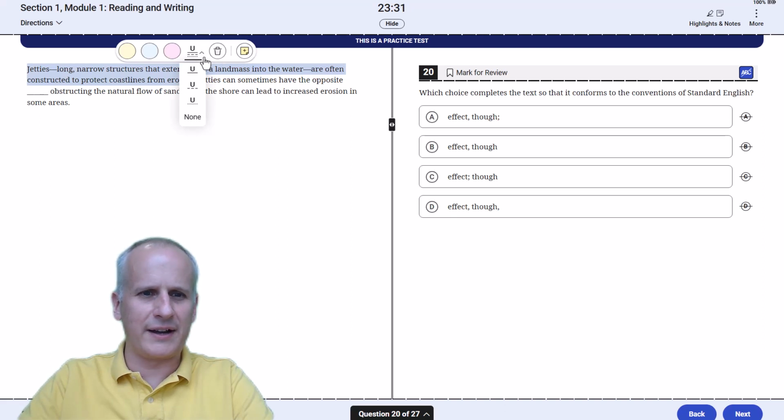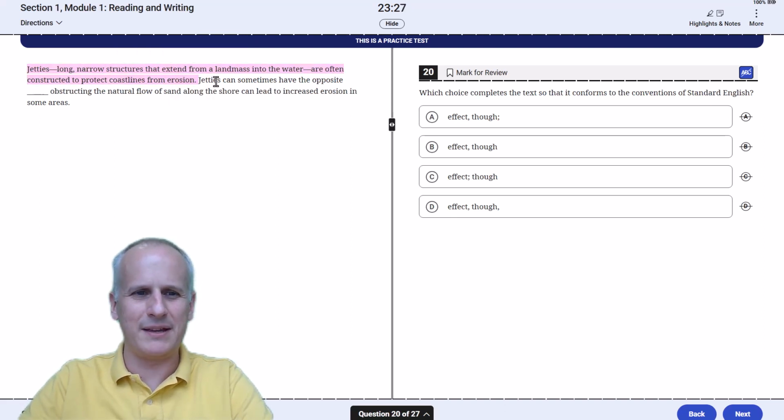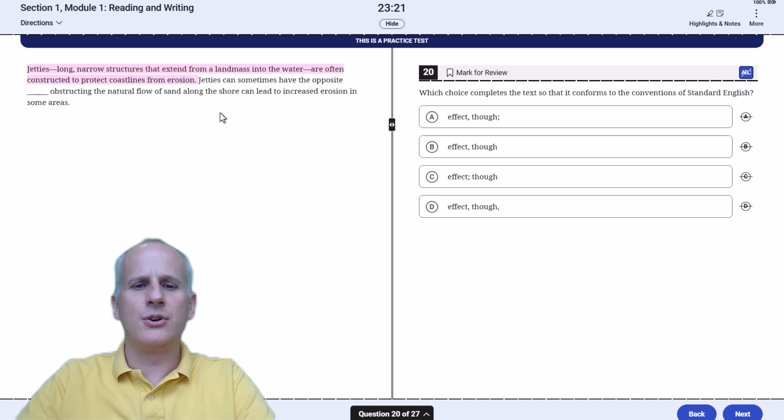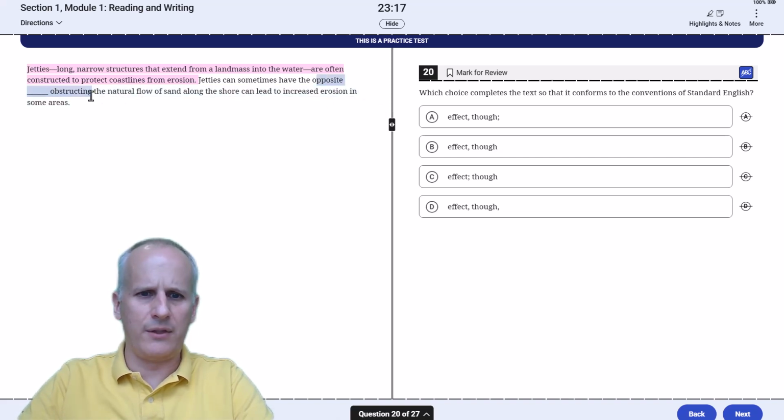If we're looking at what we've got here, I can just come up and go ahead and say, you know what, I'm just going to make that in pink so I don't pay attention to this right now. I need to focus on the one sentence that has the blank in it. So if we do that, I'm going to highlight just the words around the blank.